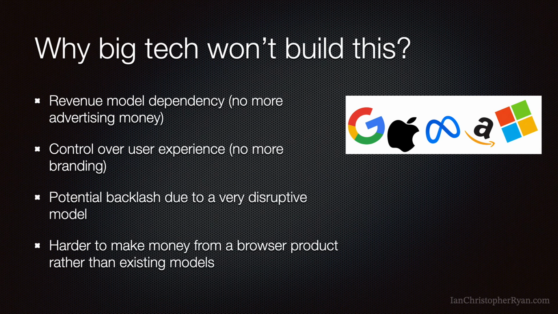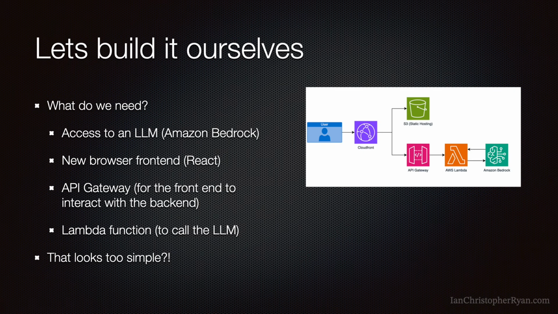Since big tech's not going to build this, let's build it ourselves. What do we need? Well, we need access to an LLM, so we can use Amazon Bedrock or any other LLM of choice. We're going to need a front end, so we'll build a simple little React front end. We need an API gateway, which is going to be able to talk to the Lambda function, which is going to be talking to the LLM. So that looks way too simple, doesn't it? And it looks so simple because all of the hard work has been done in creating these LLMs.